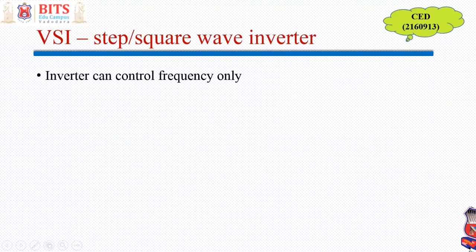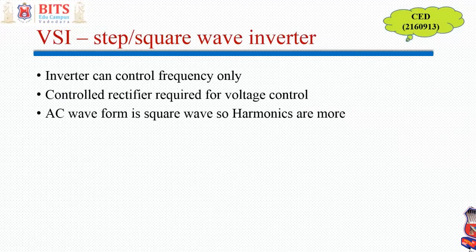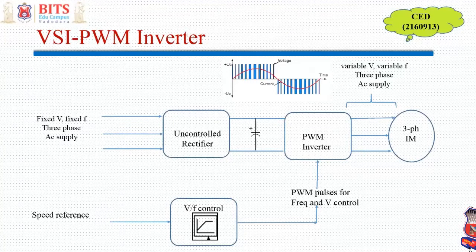Now, step inverters, which we had discussed yesterday, can control only frequency. An additional controlled rectifier is required for voltage control. The AC waveform is a square wave, so harmonics are there. The solution to this problem was: why not use PWM inverters? PWM inverters can vary both the magnitude of voltage as well as the frequency of the three-phase AC output. Both can be achieved from the PWM inverter.